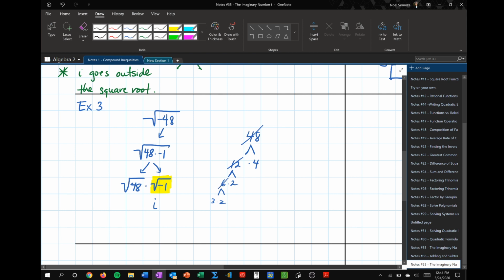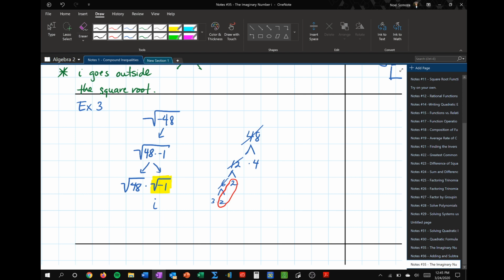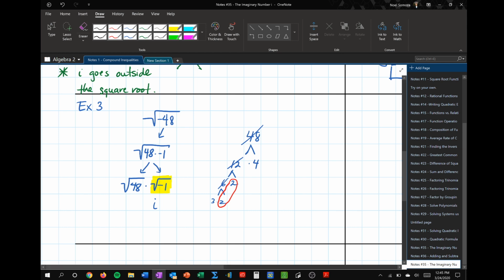I see one pair, a pair of 2s. Now notice that they're not attached to the same branch, but that's okay. As long as you find factors anywhere on the tree, on any of the branches, as long as you can pair them up, that's okay. So far 3 is a loner, but I haven't factored out the 4 yet. So let me factor this down as well.